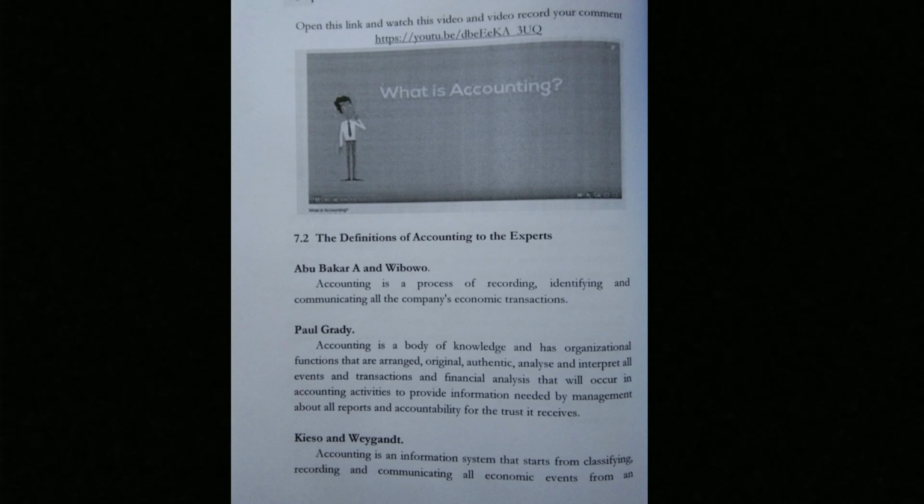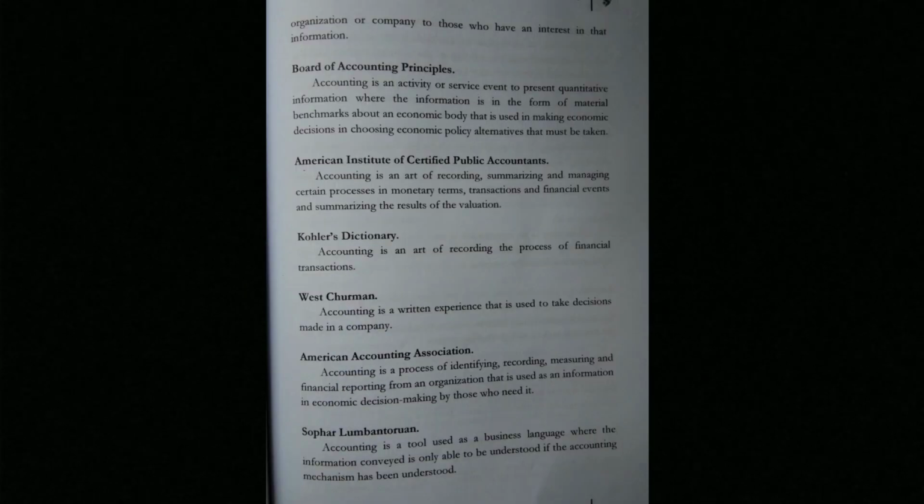Kieso and VII: accounting is an information system that starts from classifying, recording, and communicating all economic events from an organization or company to those who have an interest in that information. Board of Accounting Principles: accounting is an activity or service to present quantitative information, where the information is in the form of material about an economic body that is used in making economic decisions in choosing economic policy alternatives that must be taken.